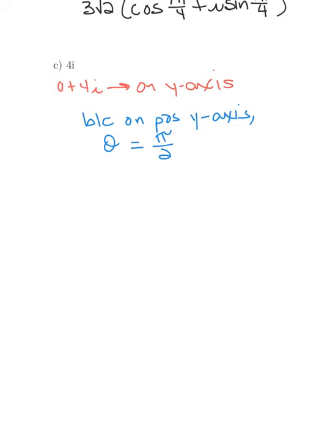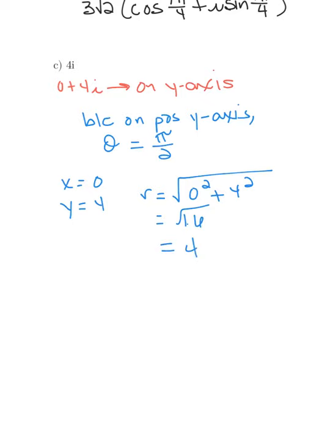We do need to find r. Our x is 0, our y is 4, so r is the square root of 0 squared plus 4 squared, which is the square root of 16, which is 4. So the trig version of this number would be 4 times cosine of pi over 2 plus i times the sine of pi over 2.